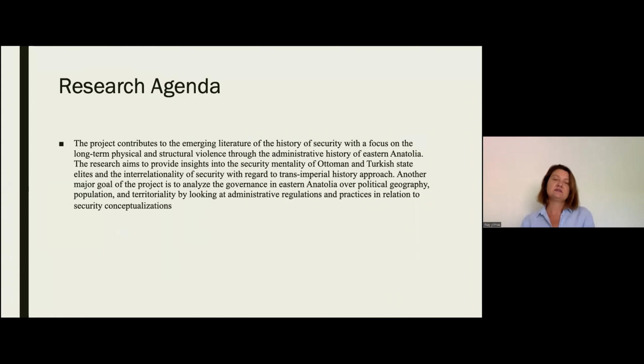My research agenda is actually a three-year project, and it deals with the history of security. I'm trying to understand the relation between security policies and long-term violence in the Ottoman Eastern provinces, so long-term physical and structural violence through the administrative history of Eastern Anatolia. I'm also trying to understand the security mentality of the Ottoman and later Turkish state elites and the interrelationality of security with regard to a trans-imperial history approach. So I'm also trying to understand the interplay between European colonialism and Ottoman internal colonialism.